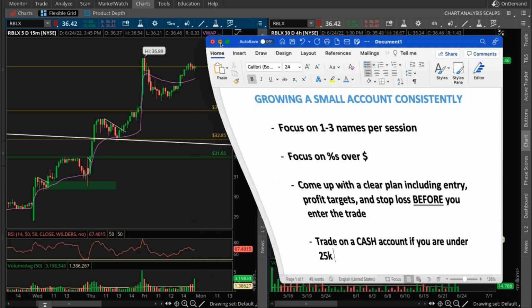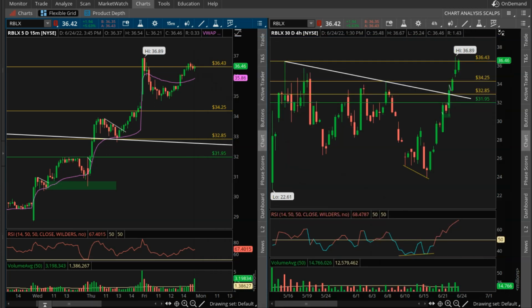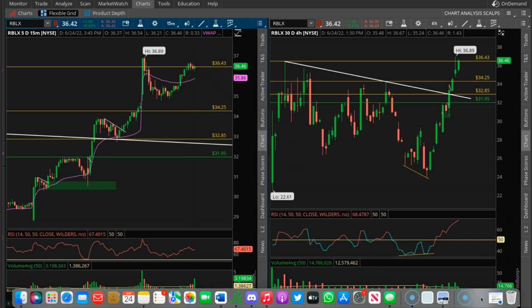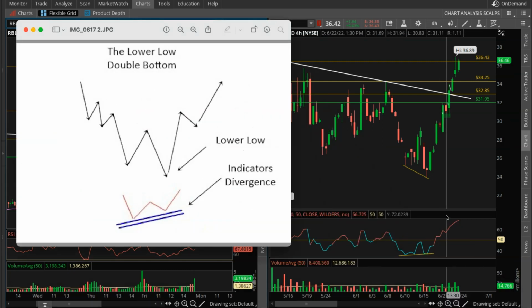Thank you guys for listening. I just wanted to do a brief overview on this Roblox play, and I wanted to show you that lower low double bottom and how effective it can be.